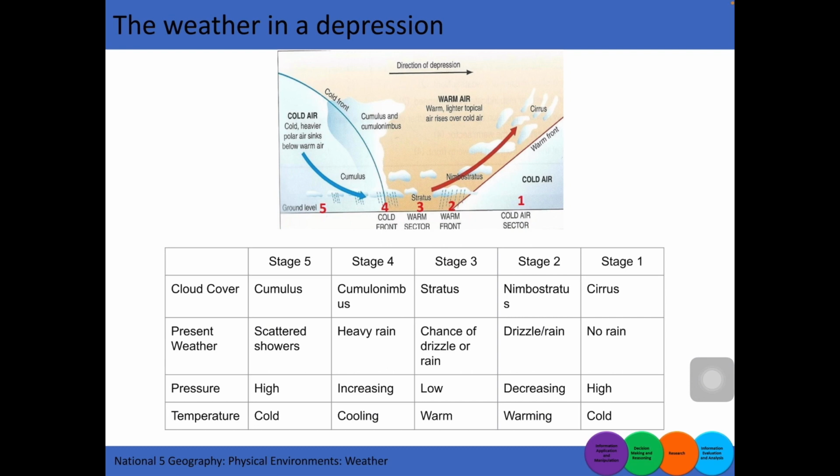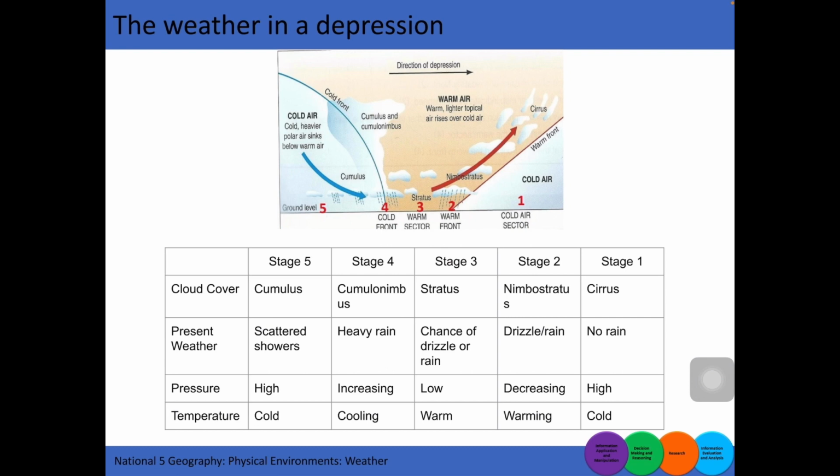At stage 4, we're back at a zone of transition. We have our cold front bulldozing in, lots of contact or surface area to meet with the warm air zone. So it's going to form cumulonimbus clouds, which are going to give you heavy rain. The pressure is going to be increasing because we're moving from a warm air zone where those air molecules are free to move around a little bit more rapidly because they're warm, back to a cold air zone where the molecules are a little bit slower and a little bit more densely packed. And again, this is going to result in an increasing pressure. Temperature once again will now be cooling as we move from the warm air sector to the cold air sector.